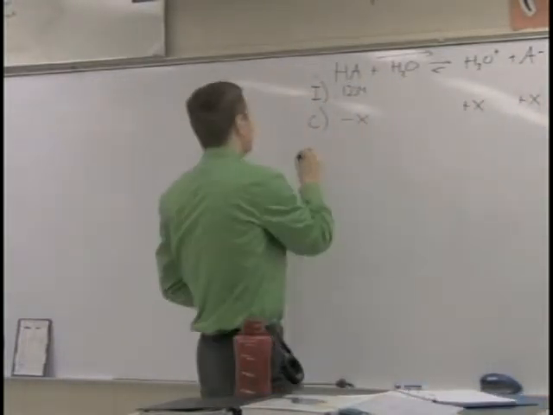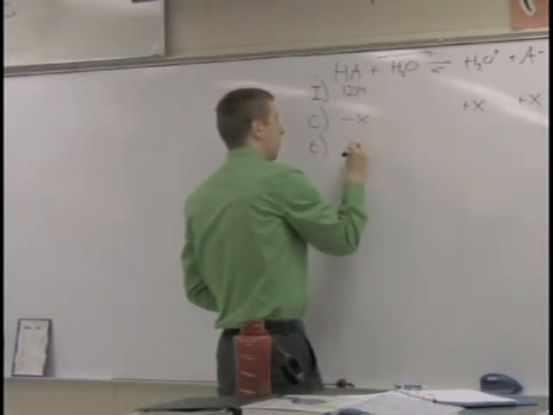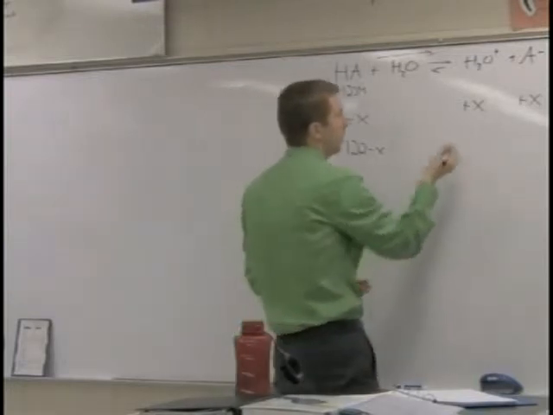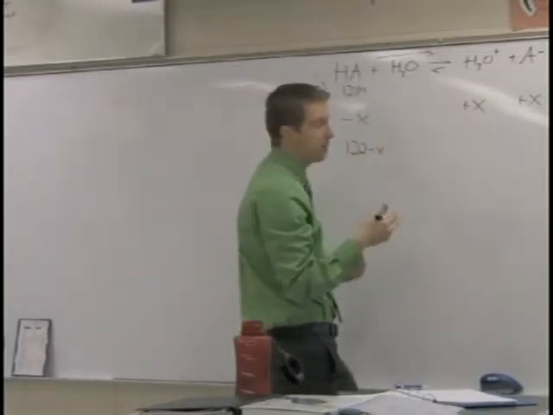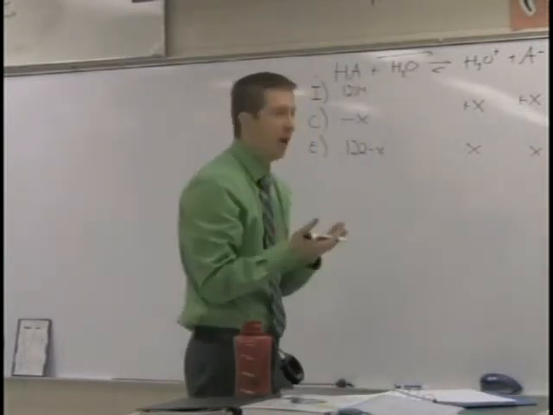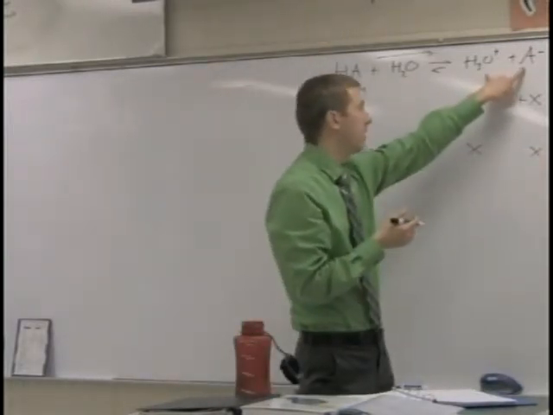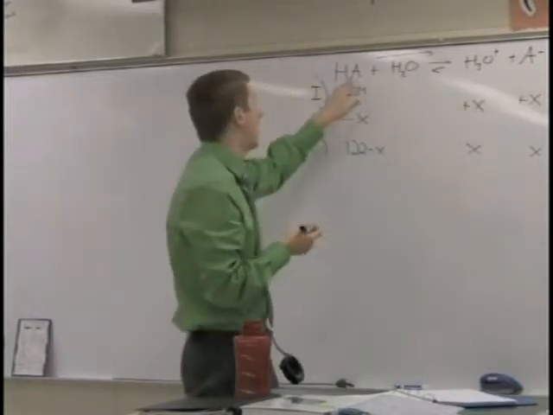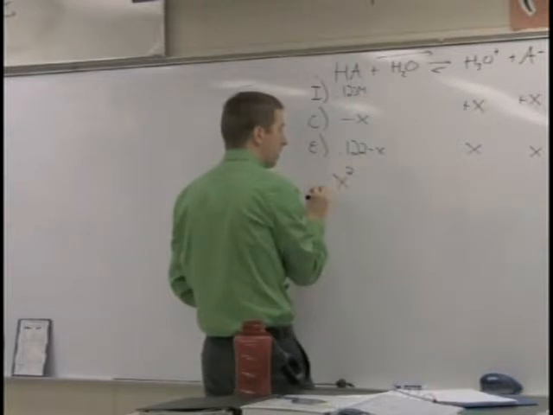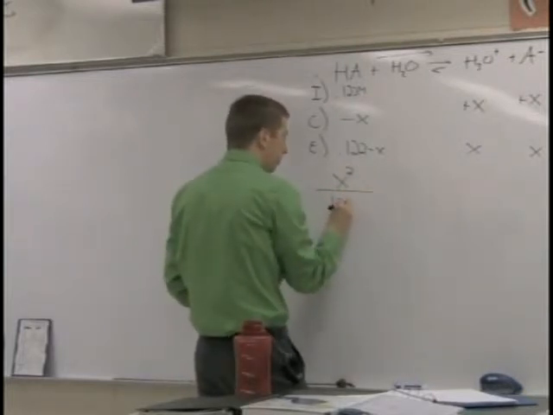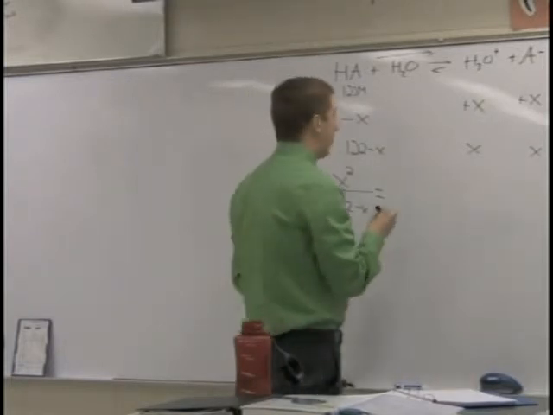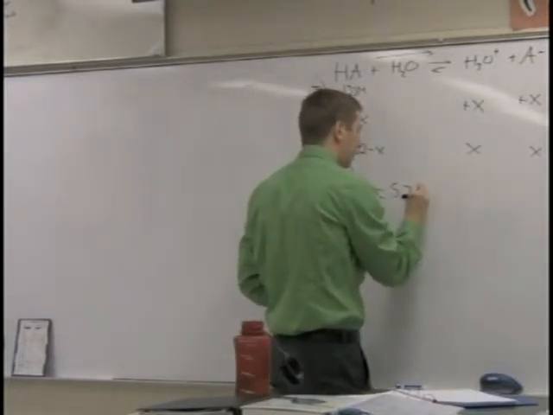So at equilibrium, 0.122 minus X will be my concentration of the acid. The hydronium, which is what we really need to solve for, is going to be X, and this will be X. Going back to the slide, it said take your hydronium and your acid anion divided by the HA. So if I do that, I have X times X, which is X squared, over 0.122 minus X, and that's going to equal the Ka, which in this case is 5.7 times 10 to the negative fourth.